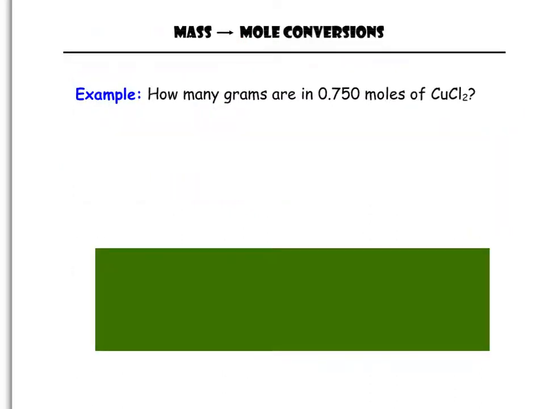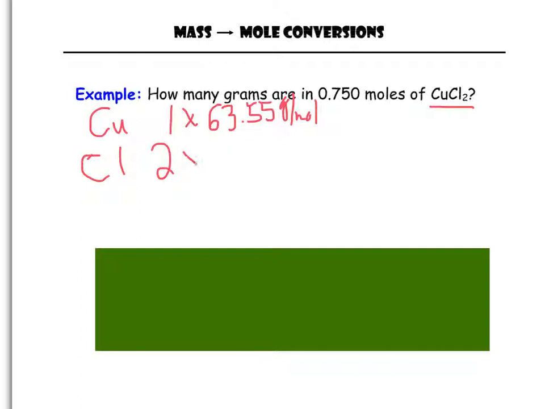Alright, so now we want to solve for how many grams are in 0.750 moles of CuCl2. So again, we need to reference, like we did, back to that slide where I showed you how to find the molar mass of a molecule. So here we have copper and we have chlorine. We have 1 copper, we have 2 chlorines. Copper has a molar mass of 63.55 grams per mole. Chlorine has a molar mass of 35.45 grams per mole.